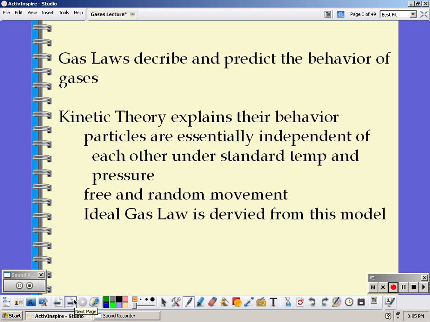Now, gas laws describe and predict the behavior of gases. The kinetic molecular theory explains their behavior. So particles essentially are independent of each other under standard temperature and pressure. So they're free to move, and they move in random straight lines. The ideal gas law is derived from the model of the kinetic molecular theory.